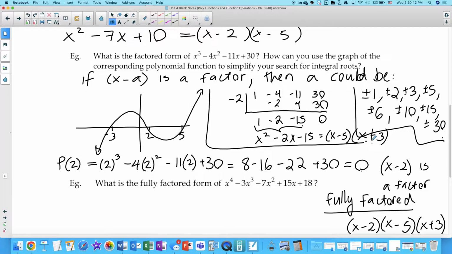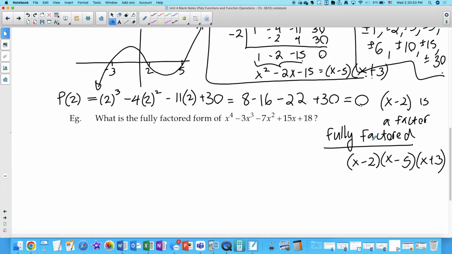There's a lot going on here, so maybe please summarize it in steps. That's what we're going to do now. Okay, so what is the fully factored form of this?